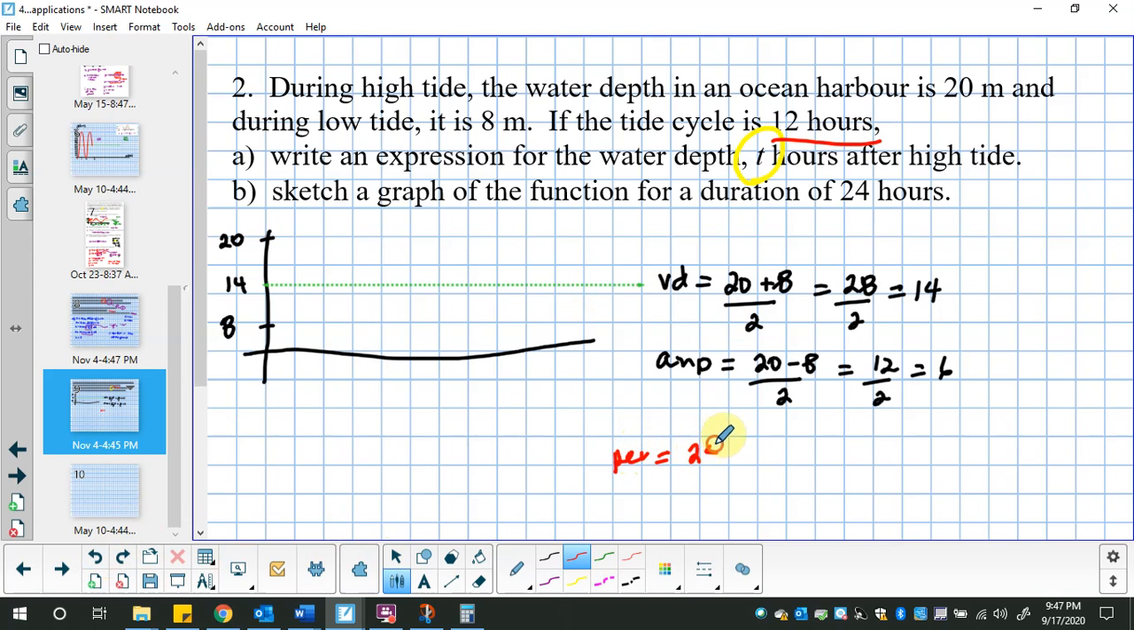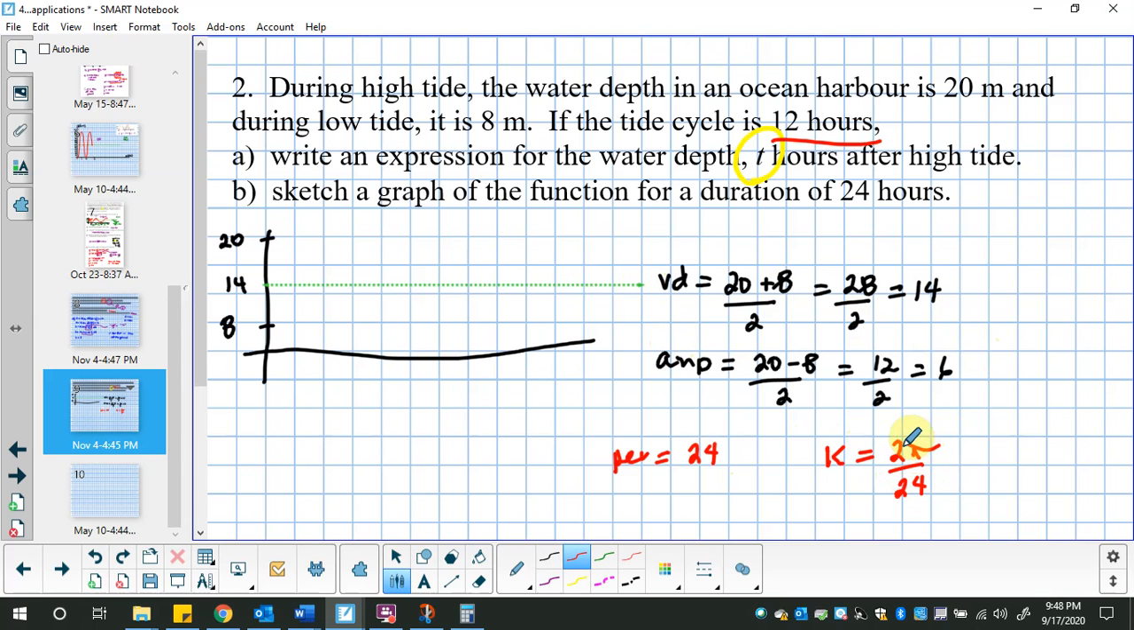So high tide and low tide isn't one wavelength, it's half a wavelength, so that means the period is 24. So I have to make sure that my questions are detailed in a way that everybody knows what the meanings are. Now, if you use 12, I could totally understand that, and I wouldn't have a problem. What that means is that I can say that K is 2 pi over 24. So I've got a vertical displacement, I've got an amplitude, I've got a K value.